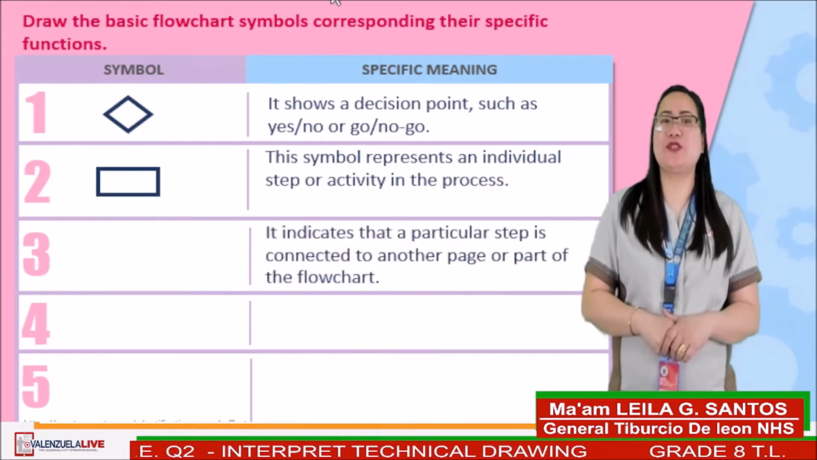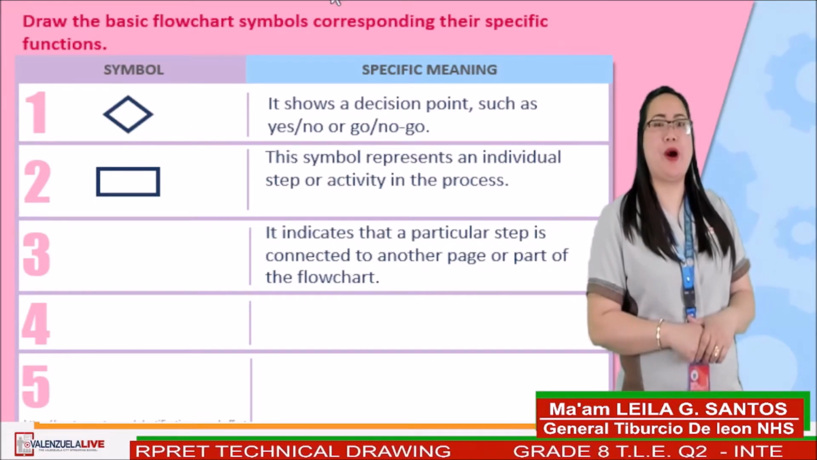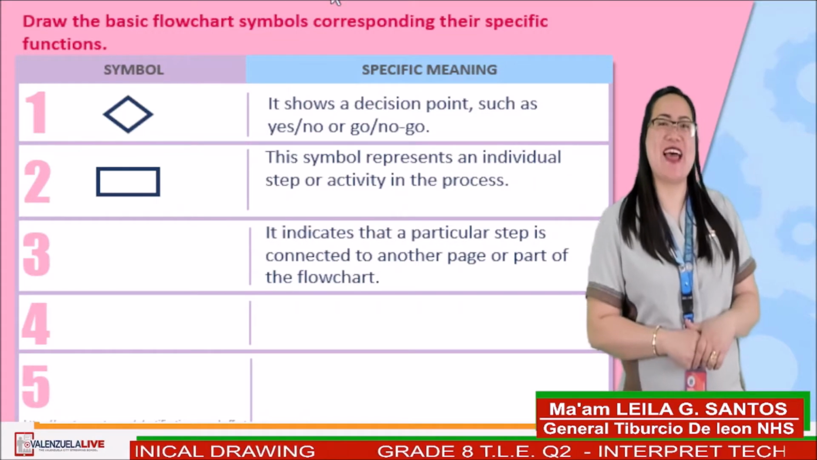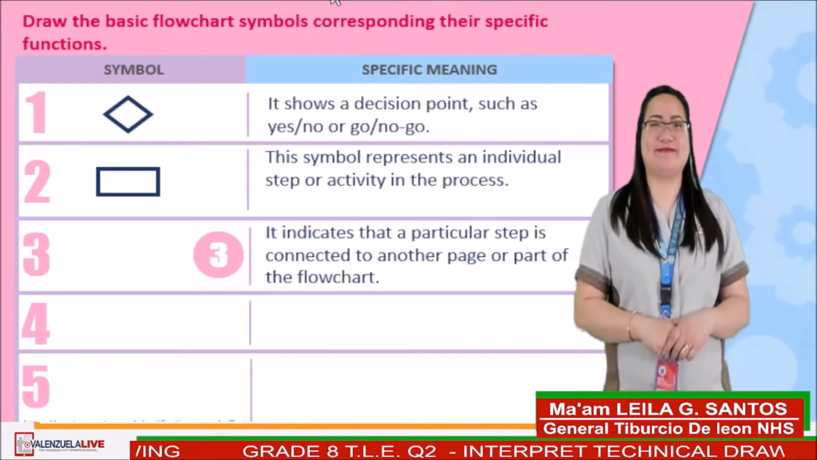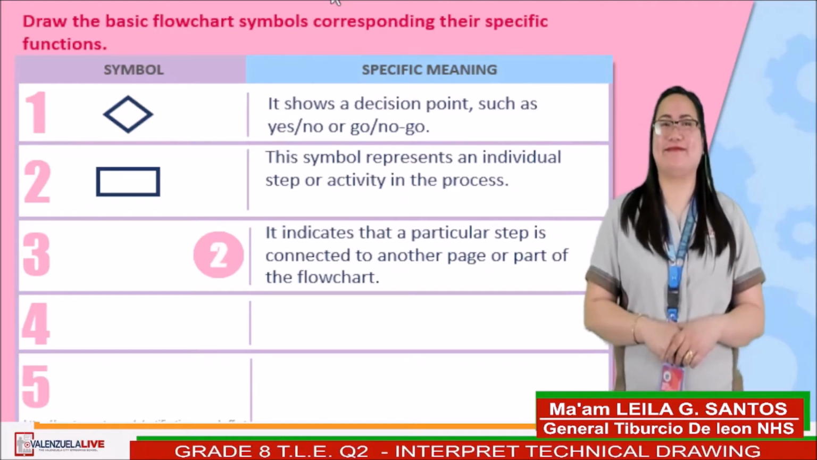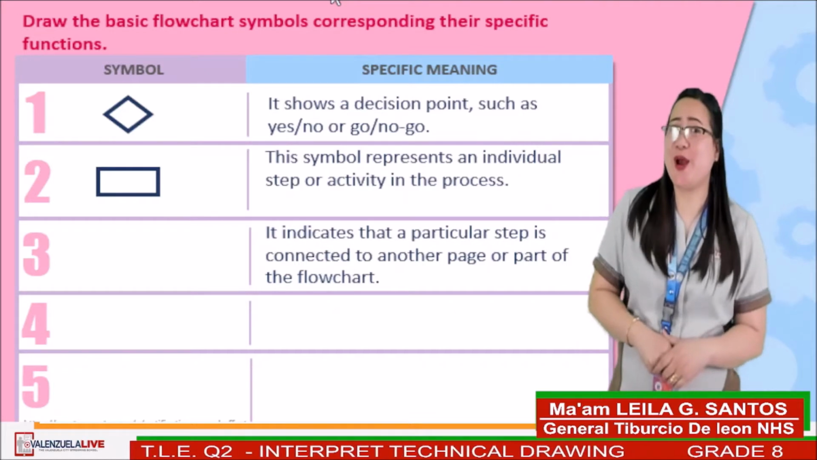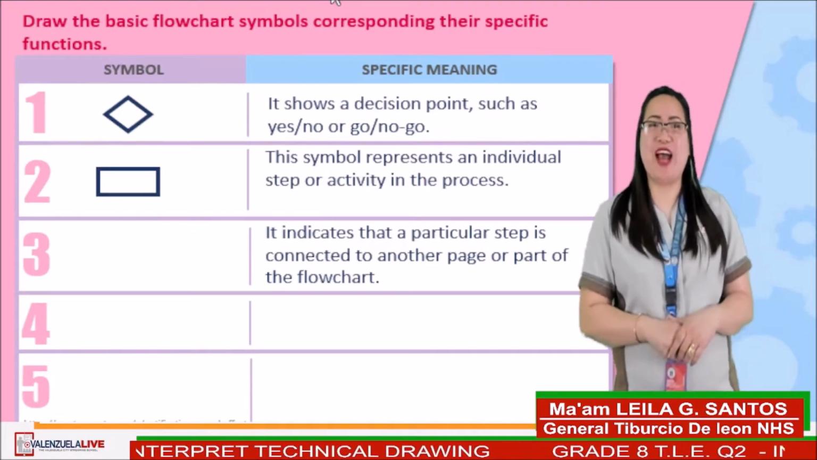How about for the item number 3? It indicates that a particular step is connected to another page or part of the flowchart. Your timer starts now. Time's up. If you draw a circle, class, awesome, that is correct.